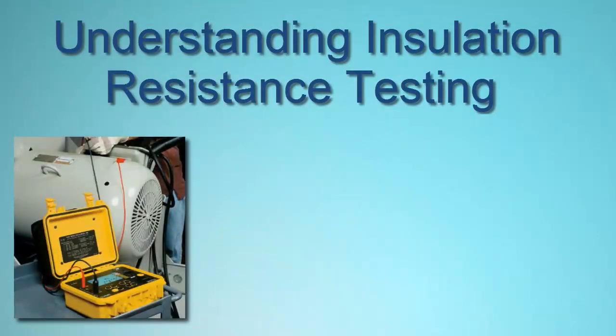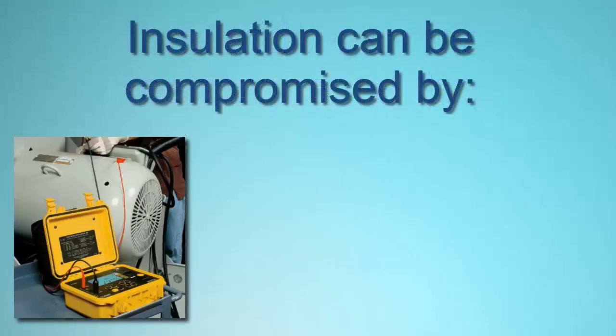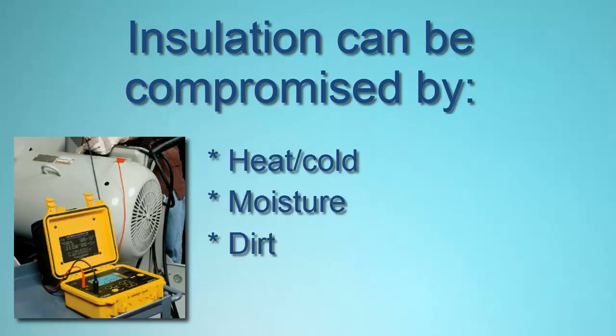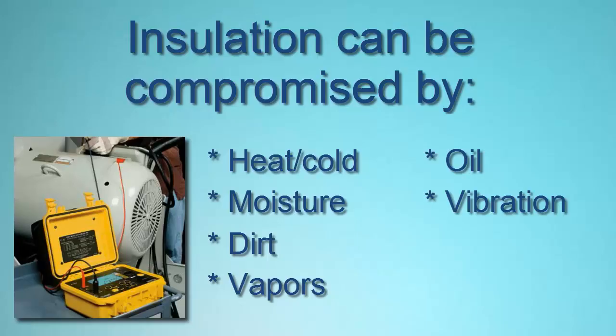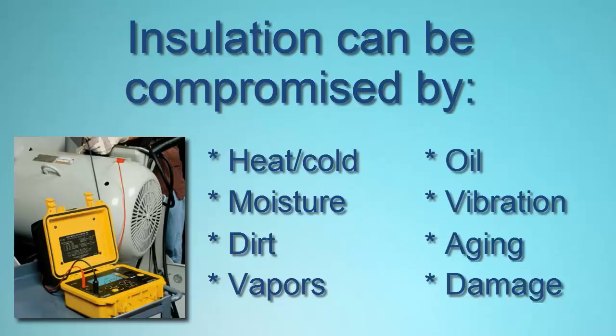In a perfect world, electrical insulation would allow no current to flow through it. Unfortunately, a number of factors can, over time, result in the deterioration and ultimate failure of electrical insulation. Excessive heat or cold, moisture, dirt, corrosive vapors, oil, vibration, aging, and damaged wiring can all compromise an insulation system. Faulty insulation can result in equipment underperformance and downtime, and be a serious danger to personnel.